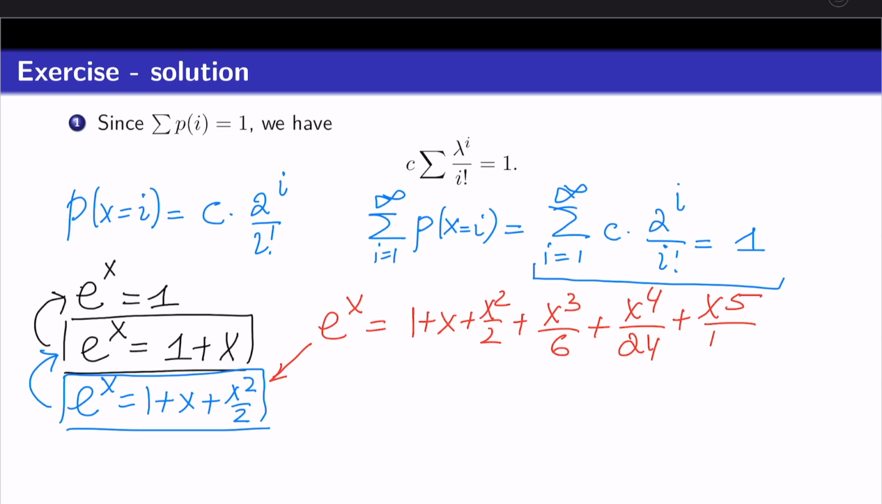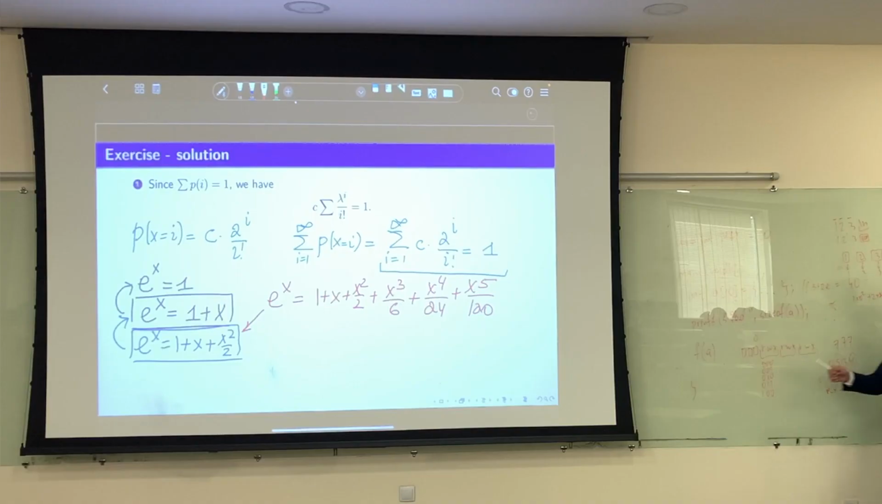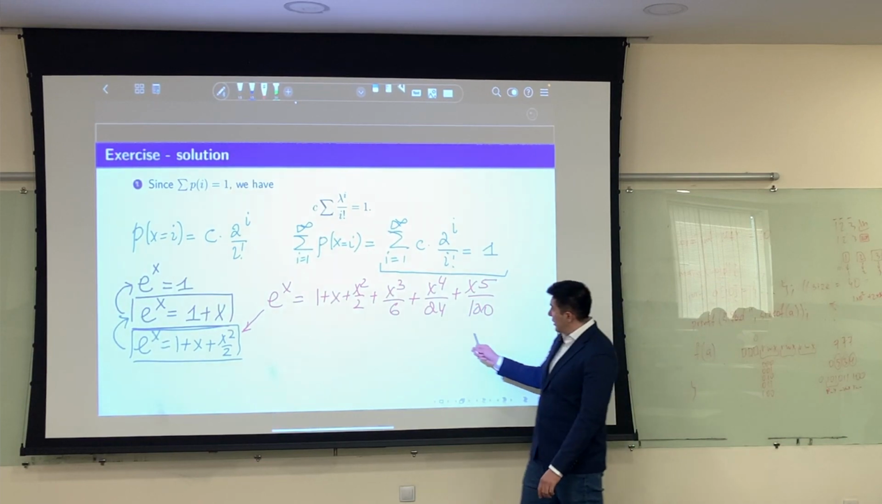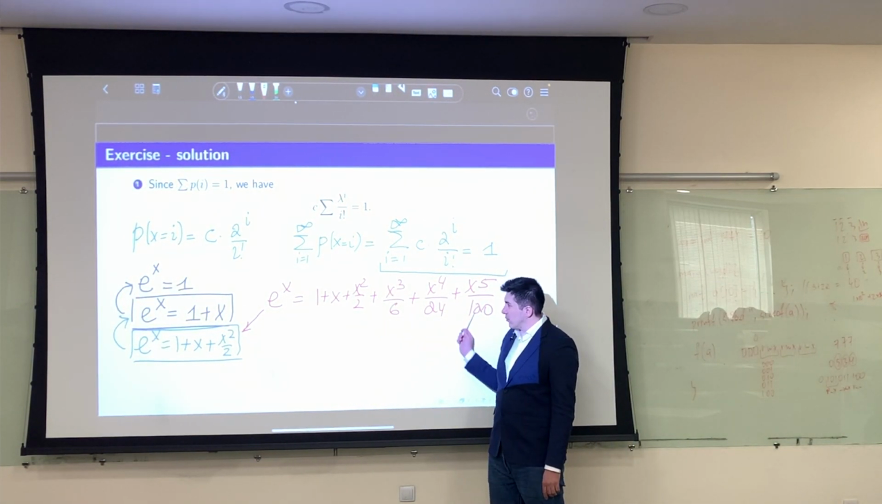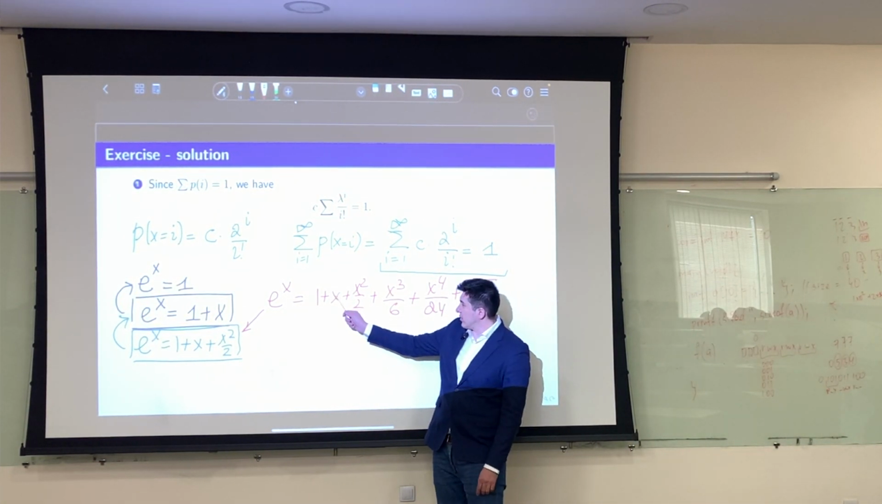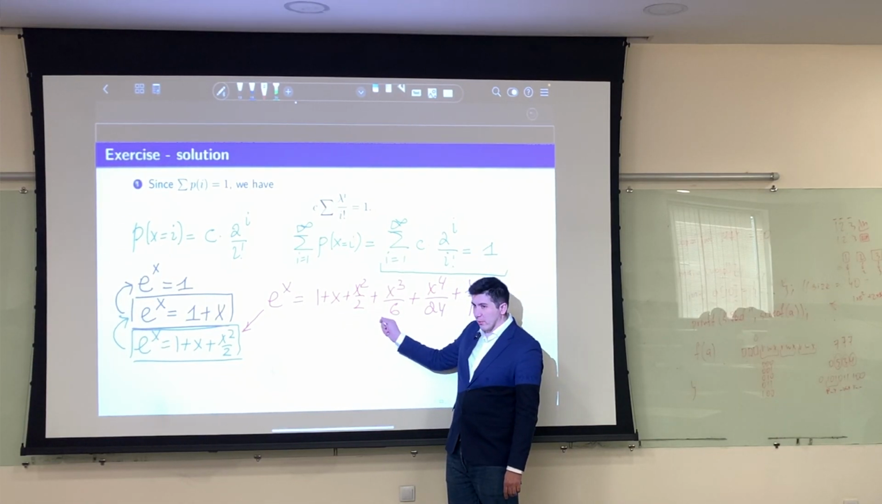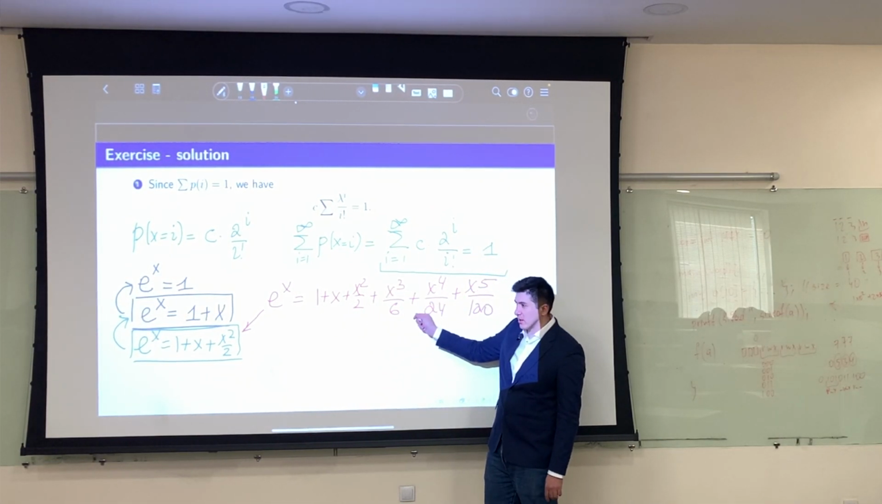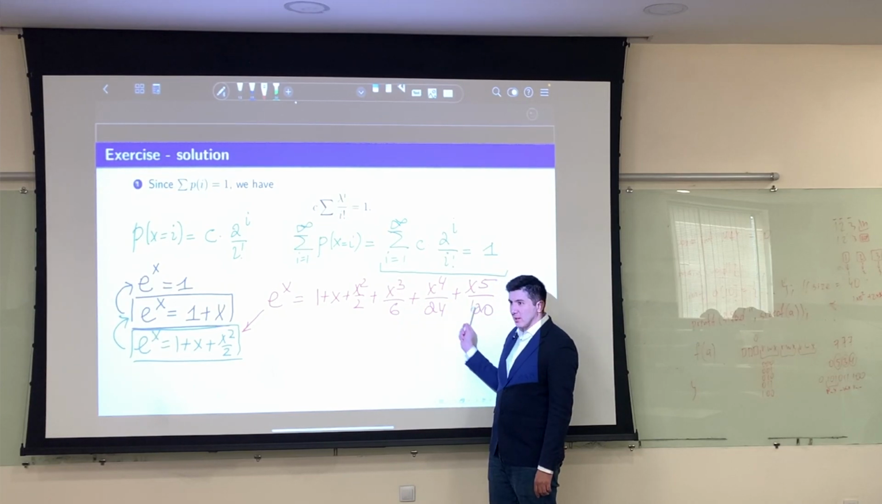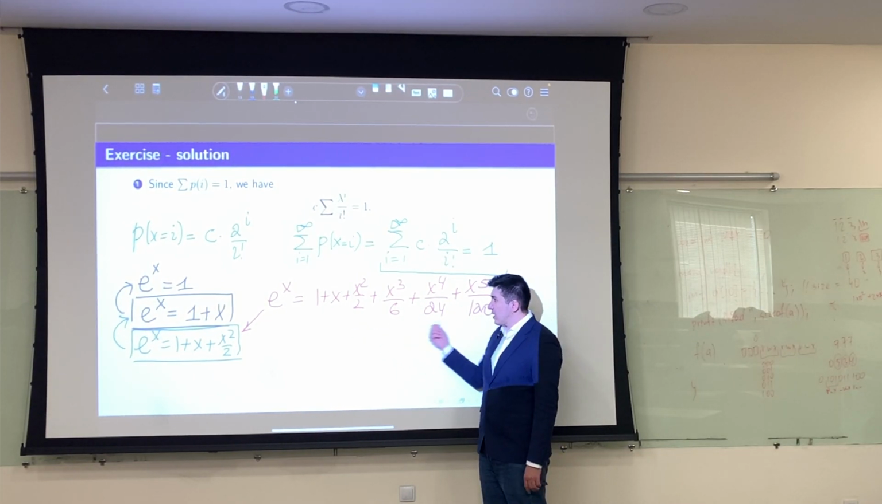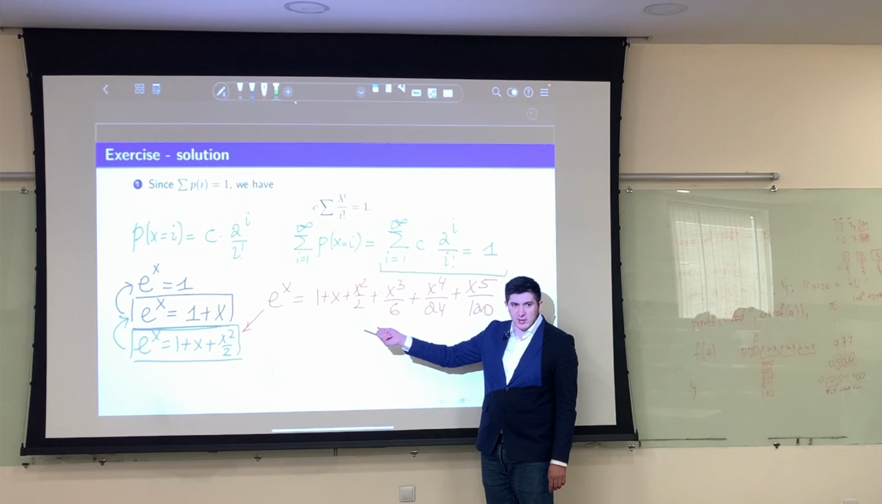X to the power of 5 divided by 120, right? Do you understand how I'm constructing the next one? Because the derivative of every next one should be the previous one. The derivative of x is 1, the derivative of x squared over 2 is x, the derivative of x cubed over 6 is x squared over 2. Do you see this? Okay, so this is the Taylor expansion of e to the power of x.